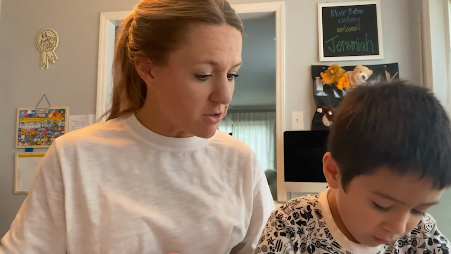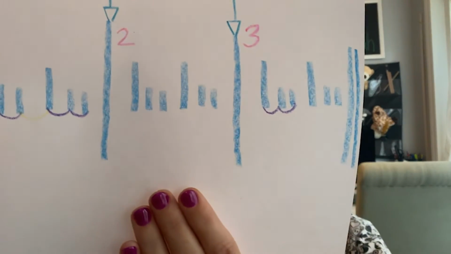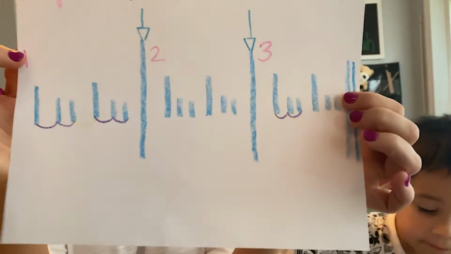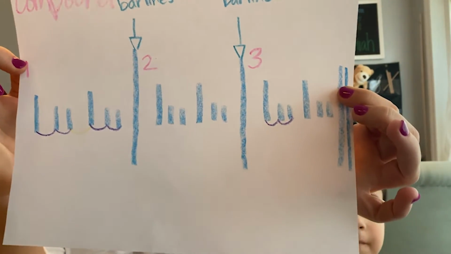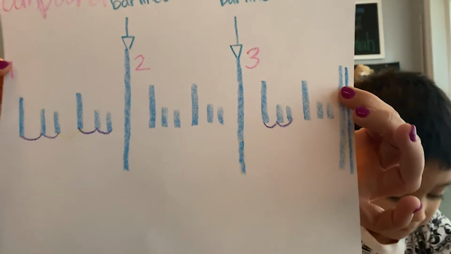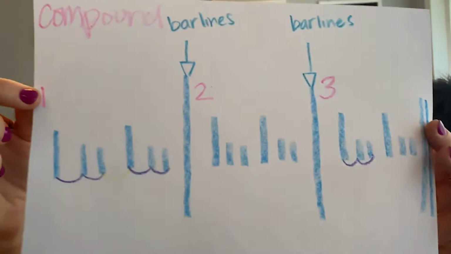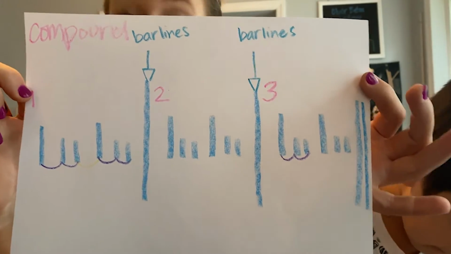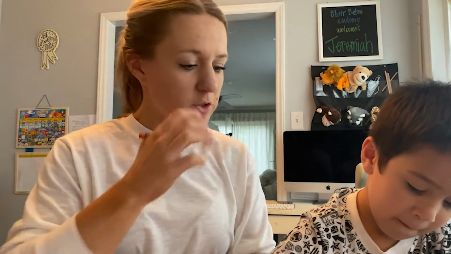Oh, Jeremiah, I like that you're counting out your beat divisions there. 5, 6. So this is what you were doing here. Now, 6 numbers. Very good. Now, my question to you, is this in duple, triple, or quadruple? We know it's in compound, but is it in duple, triple, or quadruple? What do you think, Jeremiah? Quadruple.